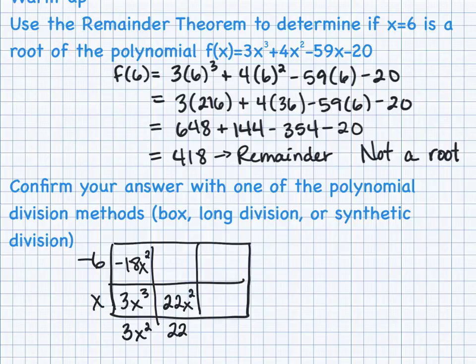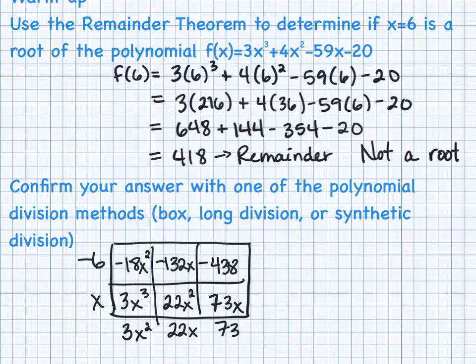Factor out the 22x. Multiply 22x times negative 6. And we get negative 132x. We know that our x term here needs to add to something to get negative 59x. So negative 59x minus negative 132x is a positive 73x. Factor out a 73. And we multiply that by negative 6 to get negative 438.